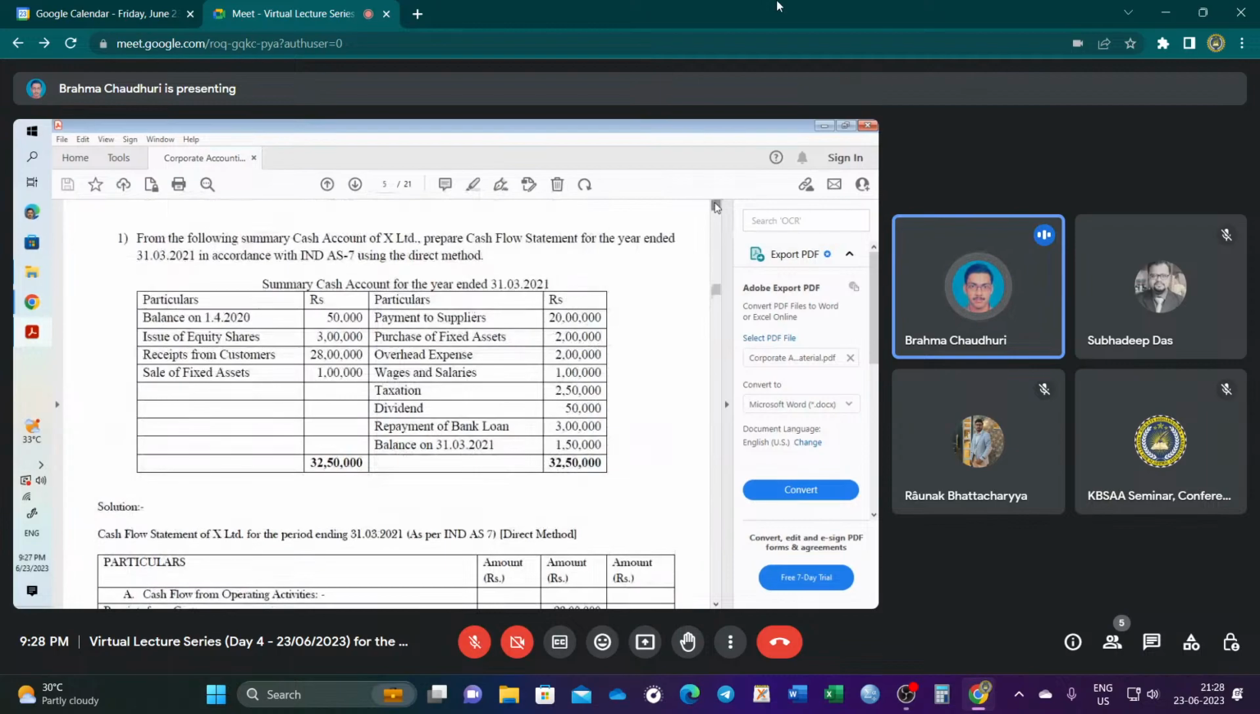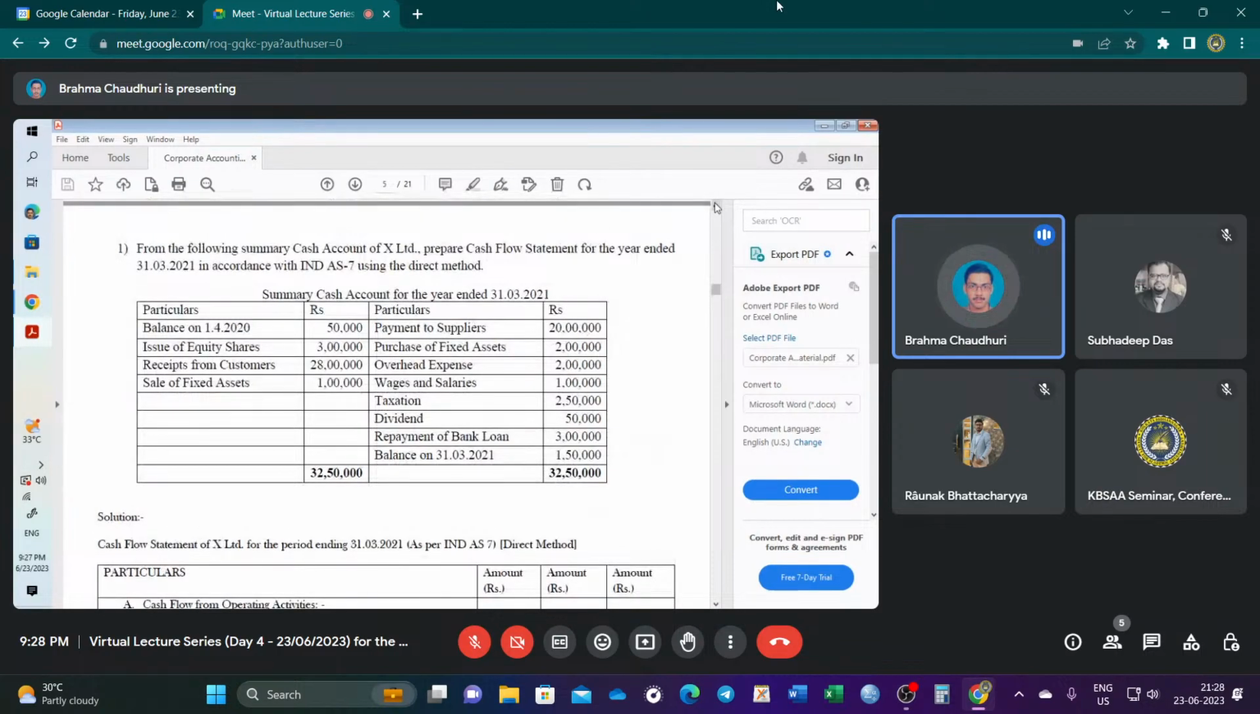Finally, we will be focusing on the cash flow from financing activities. Now on the receipt side, we have issue of equity shares of rupees 3 lakh. Receipts from the issue of equity shares, rupees 3 lakh, is a financing activity, a cash inflow from financing activity. And on the payment side, if we analyze it, we will find that there is dividend paid. Now, dividend paid is due to the issue of equity shares. For the equity shareholders, dividend has to be paid. So naturally, it is a cash outflow from financing activities.